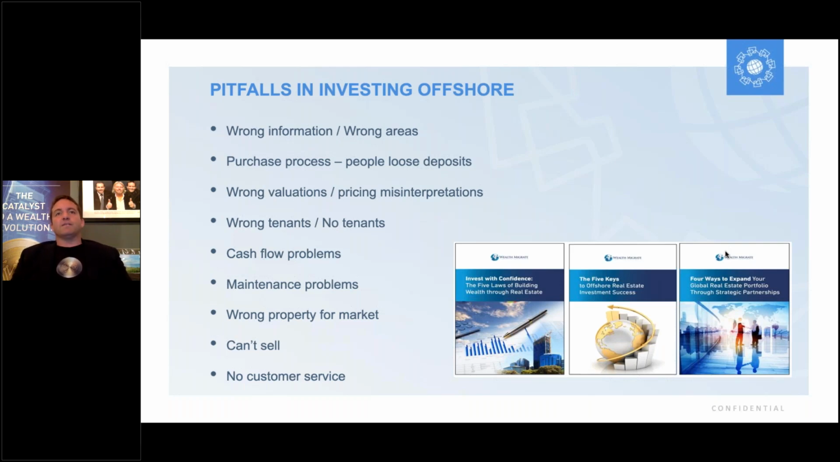Now, we've got 3 white papers. We've got the 5 laws of building wealth through real estate, and that is really entry level for people that want to know how to build and create value in real estate if they hadn't started yet. Then we've got the 5 keys to offshore real estate investment success. I'm going to be going through that tonight. That's the intermediate level and people wanting to invest offshore. And then we've got the 4 ways to expand your global real estate portfolio through strategic partnerships. And that's for sophisticated and advanced investors that want to build global portfolios. And if you'd like access to the white papers, I'll share with you later how we can give you the access.